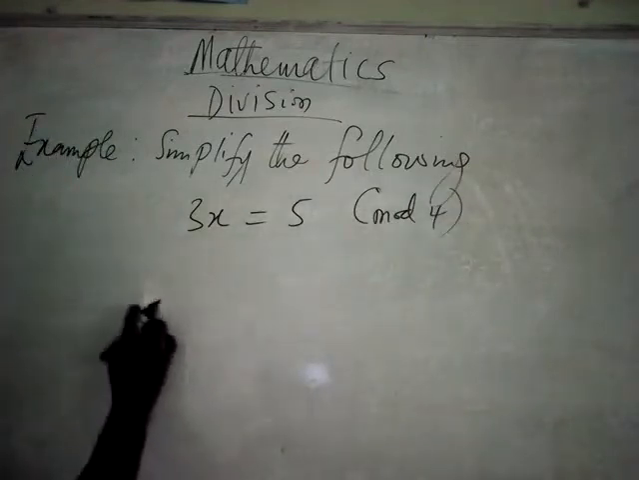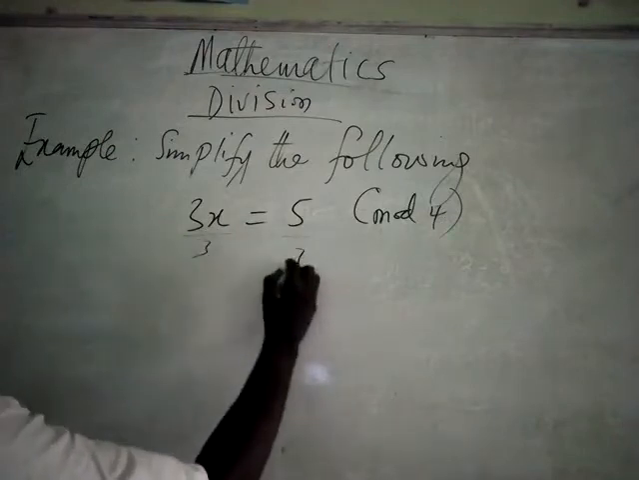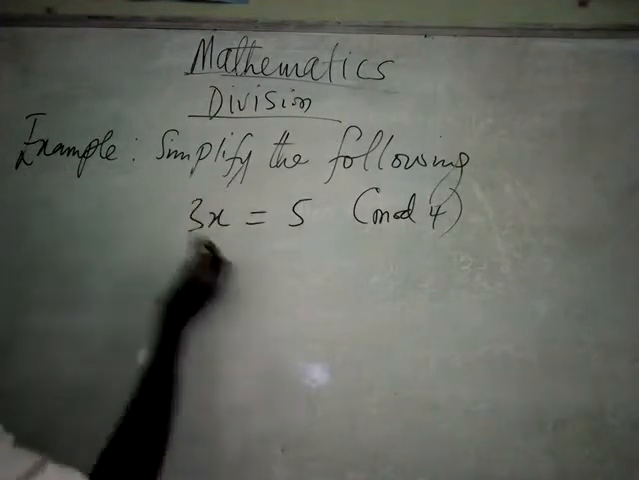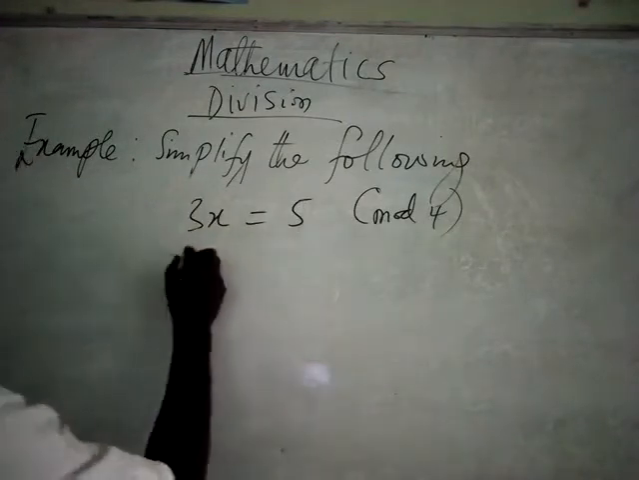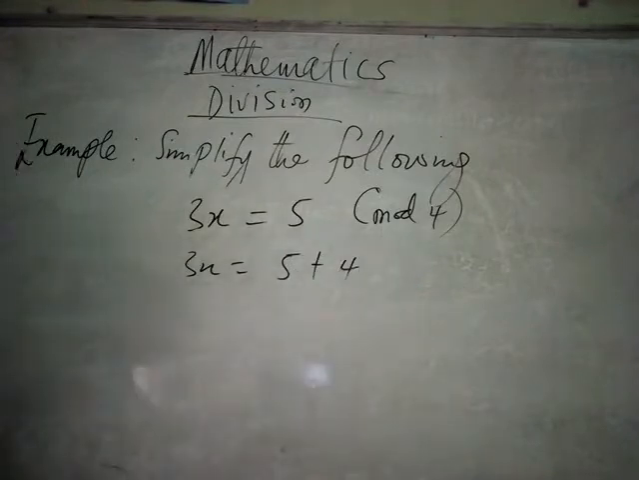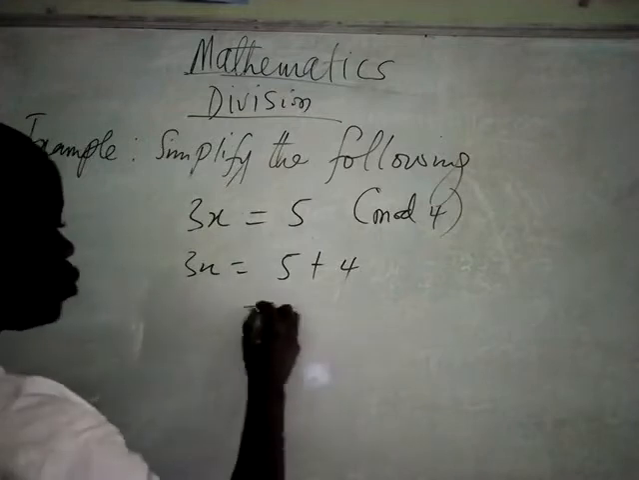Here again, if you divide both sides by 3, you're going to have a fraction, and we don't want a fraction. So let me add mod 4 to this. 3x is equal to 5 plus 4, since 5 plus 4 is something as 5 in mod 4. So 5 plus 4 is going to give us 9.